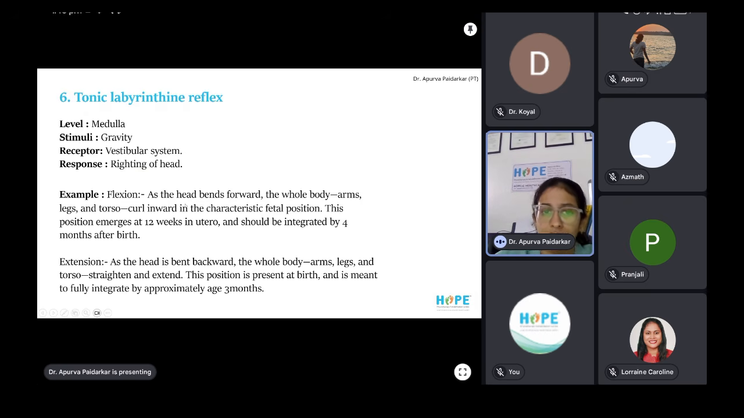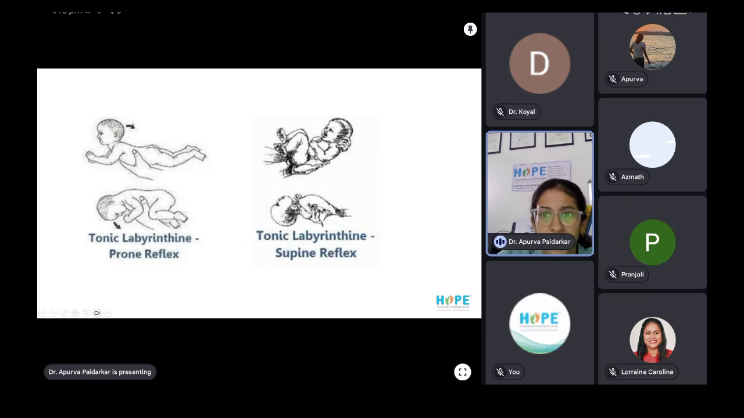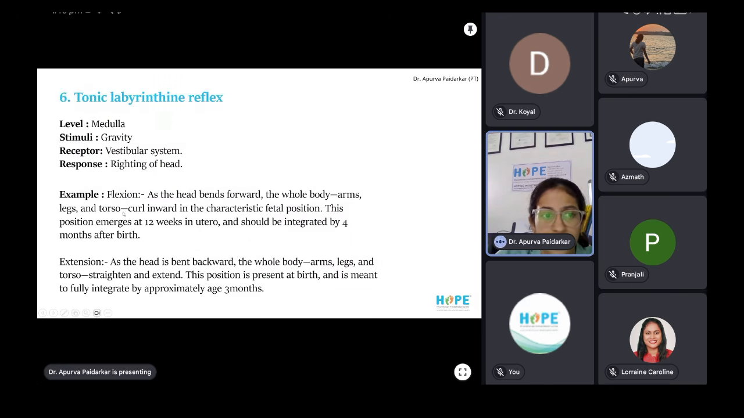So what happens in flexion? As the head bends forward, there is a flexion of all four limbs. See, the whole body, arms, legs and torso, curls inward in a characteristic fetal position. This position emerges at 12 weeks in utero and should be integrated by 4 months after birth.